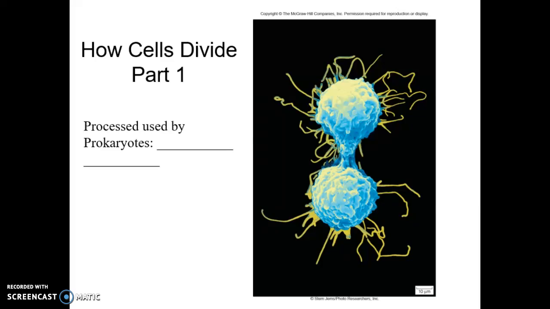So as we move into our next unit, we're going to start talking about how cells divide, going through a process in order to take one cell and turn it into two identical copies. This process is known generally as the cell cycle when we talk about eukaryotic cells. The process used by prokaryotic cells is called binary fission.